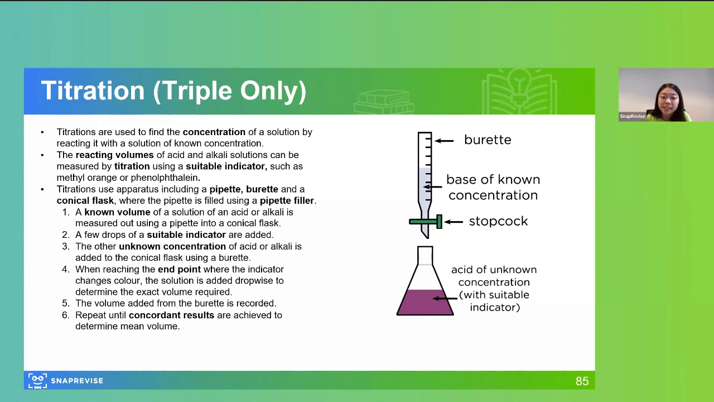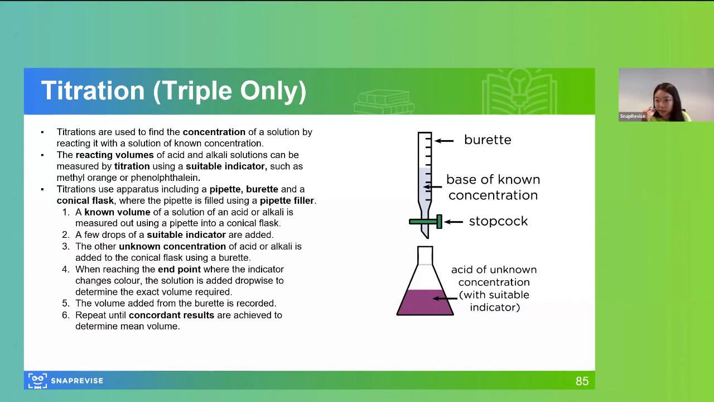The reacting volumes of acid and alkali can be measured by titration using a suitable indicator. So I think the ones that you guys know the most are phenolphthalein and methyl orange. Methyl orange turns from orange to pink, and phenolphthalein goes from colorless to pink. Never, never, never write the word clear. Clear is an incorrect answer. Always say the word colorless.